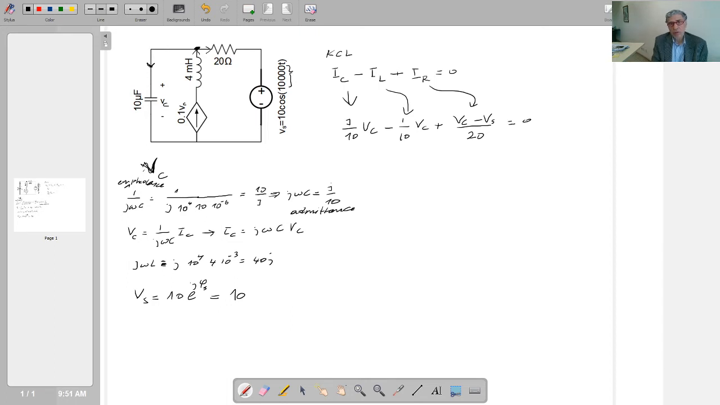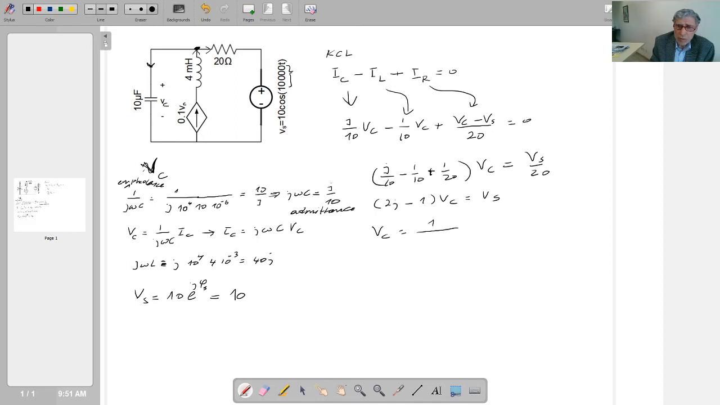If you look at this equation now, we've got Vc as an unknown, Vs is known: one equation, one unknown. So if you put Vc in parentheses, j over 10 minus 1 over 10 plus 1 over 20 Vc is equal to, on the right hand side, Vs over 20. If you multiply both sides by 20, it's going to be 2j, and 20 times minus 1 over 10 is minus 2, plus 1, so minus 1, Vc is equal to Vs. So Vc is equal to 1 over minus 1 plus 2j times Vs.